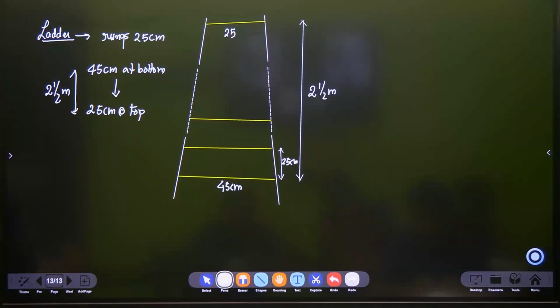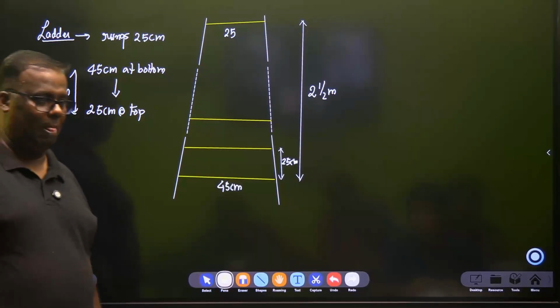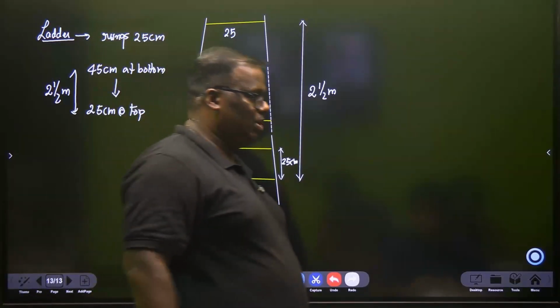So all the yellow portions are the wood. So yellows can be the terms right from the start. The first term is 25, the last term is 45. We now actually need to know how many rungs will come. But here there is an interesting question.